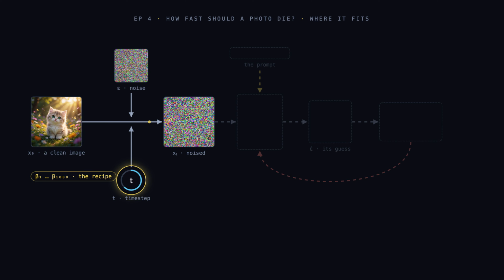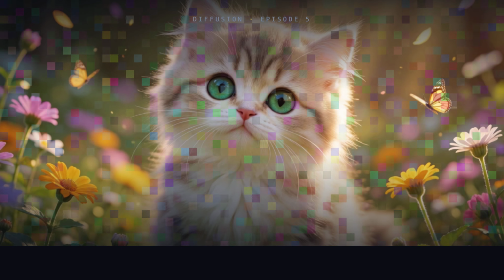So far, everything has moved from a clean image toward noise. To generate an image, we need to move in the opposite direction. So far, we have only added noise. Over 4 episodes, we turn a clean image into pure static, one step at a time. Now we want to do the reverse. Start from the noise and get the image back. The question is whether we can.